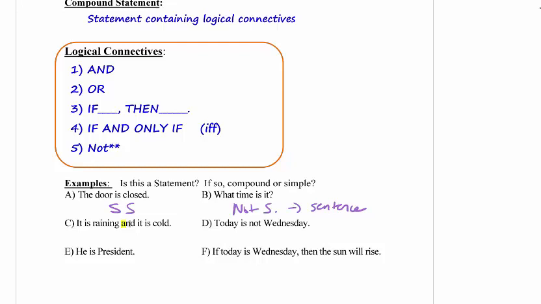C says it is raining and it is cold. We have our logical connective and. So this is a compound statement. We have a simple statement of it is raining. And we have a simple statement, it is cold.